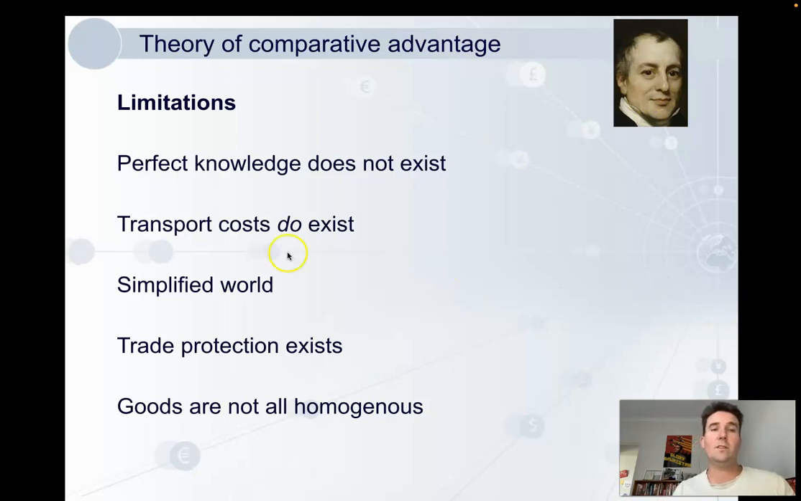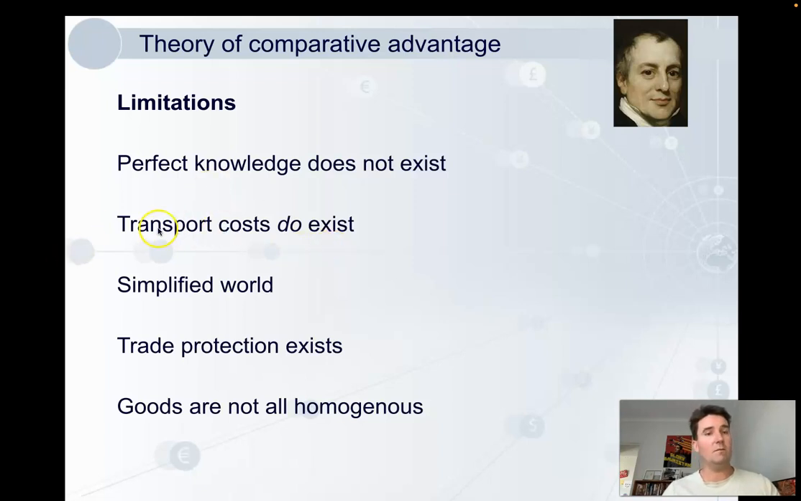So firstly, perfect knowledge is assumed in this model. Both producers and consumers know where they can buy goods for the least amount of money. Countries know what their comparative advantage is relative to other countries. This is a big assumption, and so it does limit the real life usefulness of the theory.